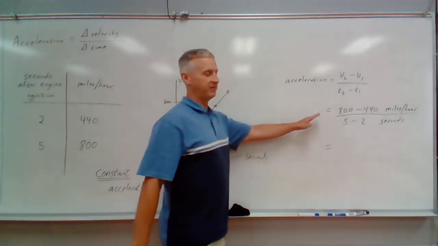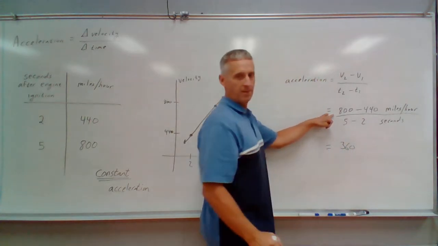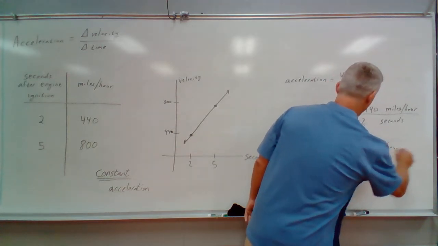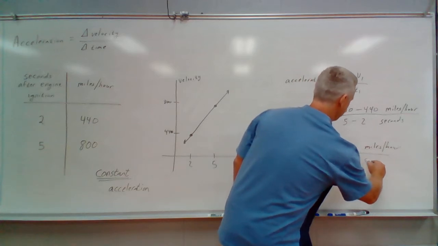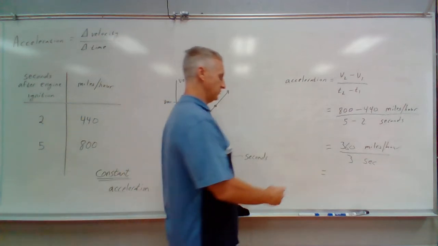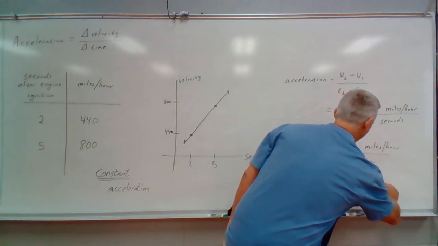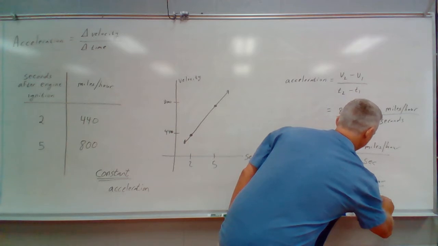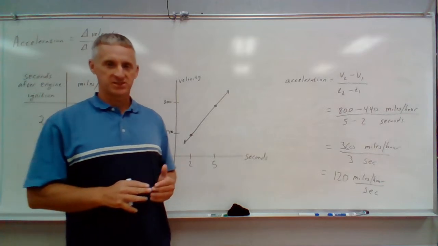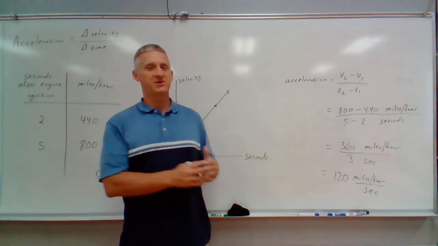Okay, so we simplify that. 800 minus 440 would be 360 miles per hour over 3 seconds. Simplifying that, 360 divided by 3 is 120. Keep our units in there. Miles per hour per second. Okay, so the acceleration is 120 miles per hour per second. Okay, so that means the velocity is changing at 120 miles per hour every second.